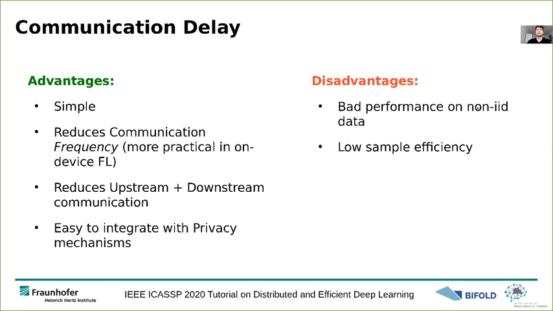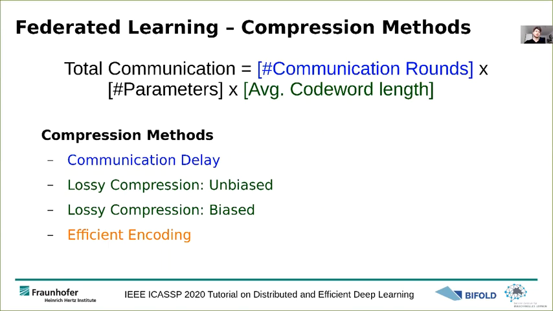So disadvantages of the federated averaging approach are bad performance on non-IID data and low sample efficiency, in the sense that the more non-IID your data is, the more local iterations you have to perform to get the same benefit out of it, which means a lot of computation on the local devices, right? So these were the pros and cons of communication delay. And now let's next look at lossy compression schemes.